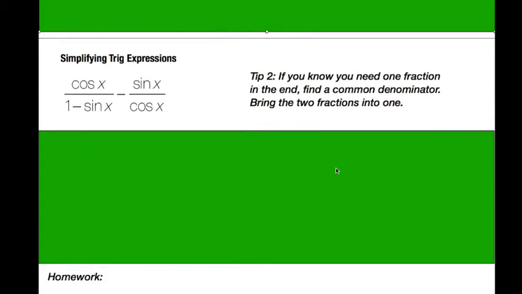Okay. Last example. Simplifying trig functions, expressions, two fractions. Okay, tip 3, let me change that. Tip 3.